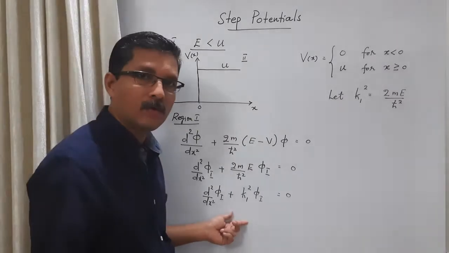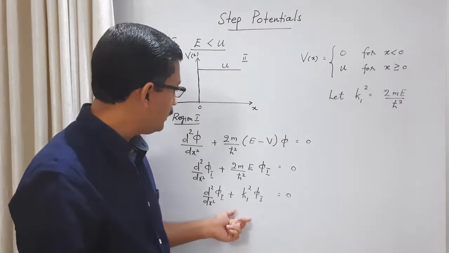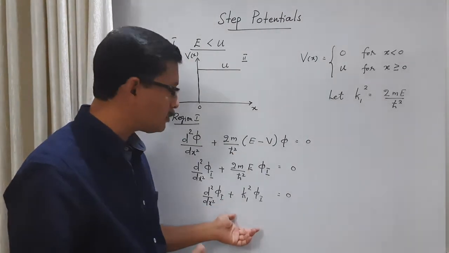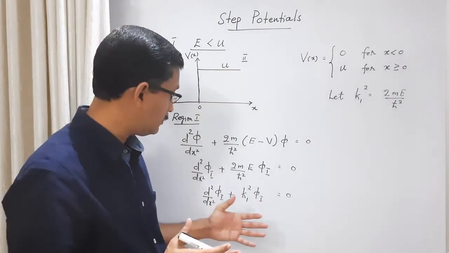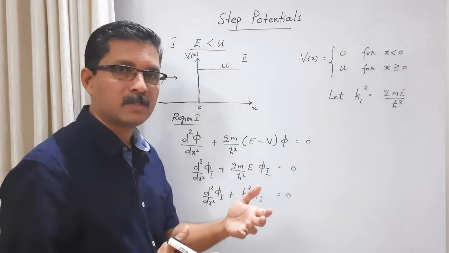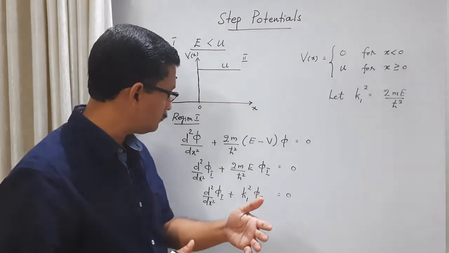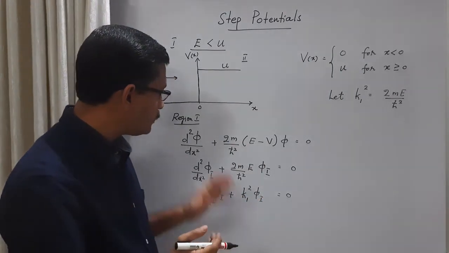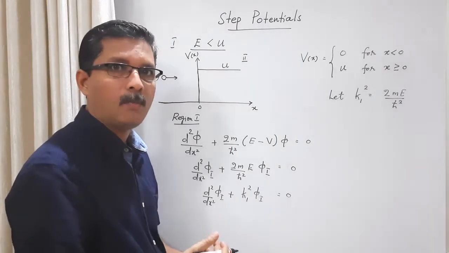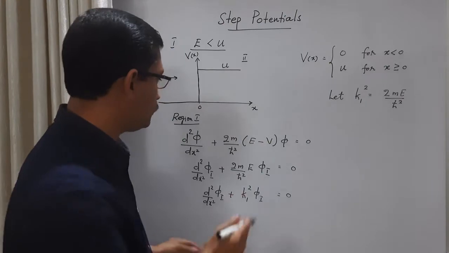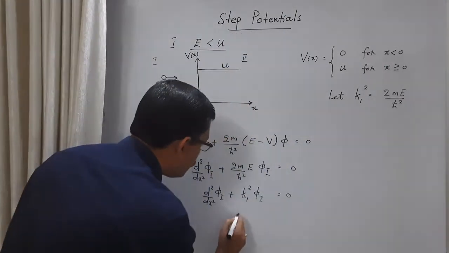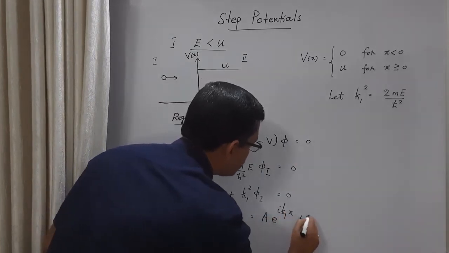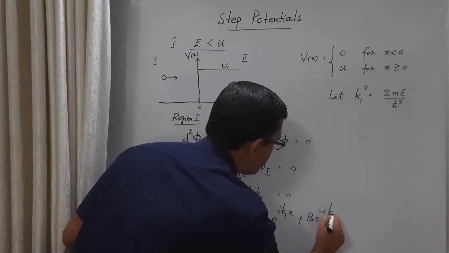Now this is a simple harmonic motion type equation, right? Its solution can be either a sine function or a cos function or a combination of both. Or we can write the solution in terms of complex exponentials, like e^(ik₁x) or e^(−ik₁x) or a combination of both. In this particular problem, it's more convenient to use this complex exponential format. So I will write the solution as φ₁ equals some constant A e^(ik₁x) plus B e^(−ik₁x).